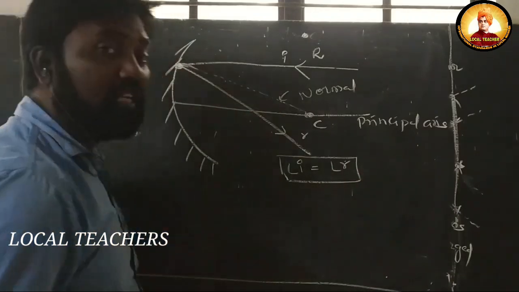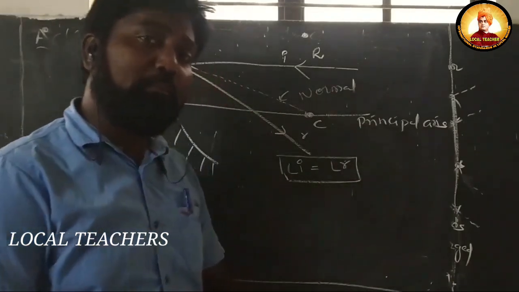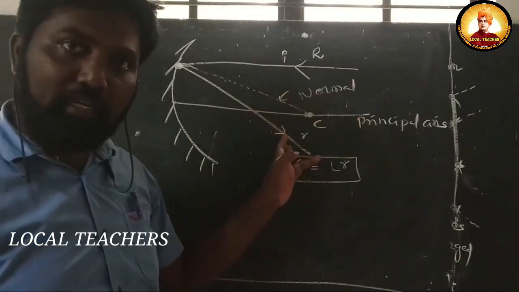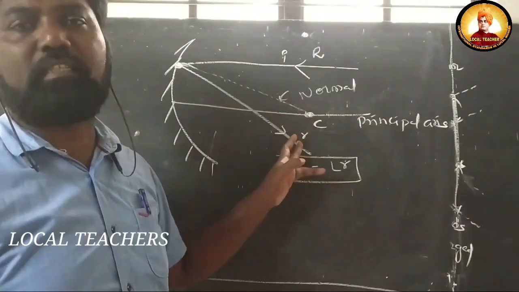So what is the function of the normal? The normal bisects the total angle between the incident and reflected rays.